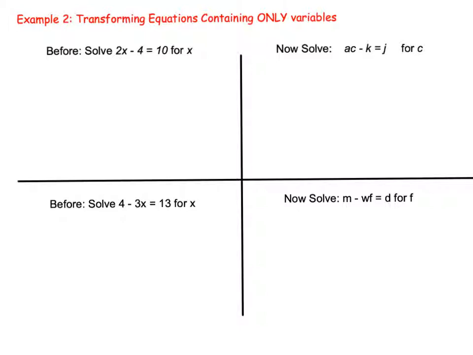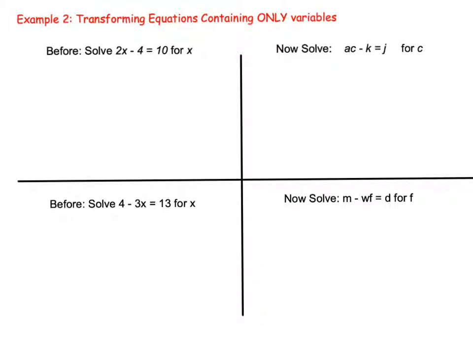So over on the right side, nothing is new there either. I need to solve for c, okay, and I have a term that's being added and subtracted, so I'm going to undo that one first. So I'm going to end up adding k to both sides. So here I have j plus k, and on the other side I'm left with a times c.